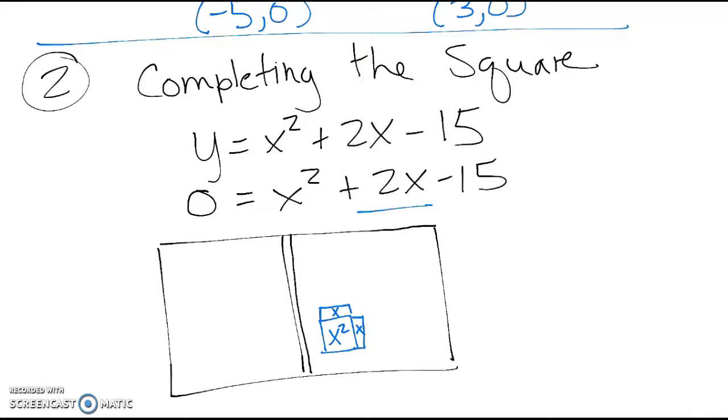Then I have to figure out what I'm going to have in this corner. I know the dimensions of this perfect square are going to be x plus 1 times x plus 1. So I know that this corner has got to be 1 times 1, so that corner has to have 1 tile in it. I currently have negative 15 ones. If I need there to be a 1 there, I'm going to have to add in 16 ones, so that when I add those two numbers together, I'm left with 1 tile. If I added 16 tiles into the right-hand side of my equation, I've got to do it on the left.